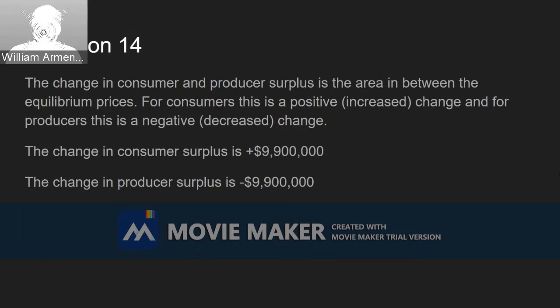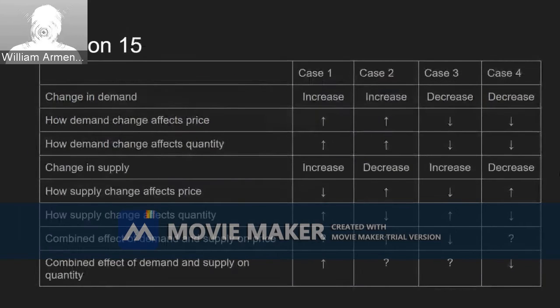For question 15, here's our chart talking about what happens with an increase or decrease in demand and supply. The issue is when we're trying to figure out what happens to the combined effect of demand and supply on the price and on the quantity, it really depends on how much each increased or decreased, and that causes question marks in price for case 1, quantity for case 2 and case 3, and then price for case 4.